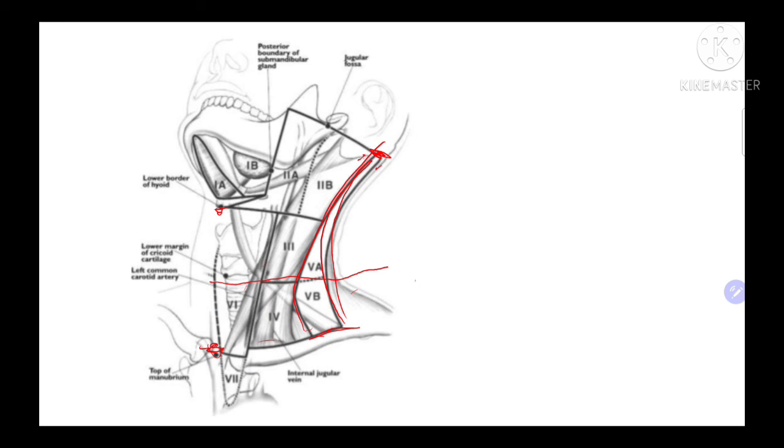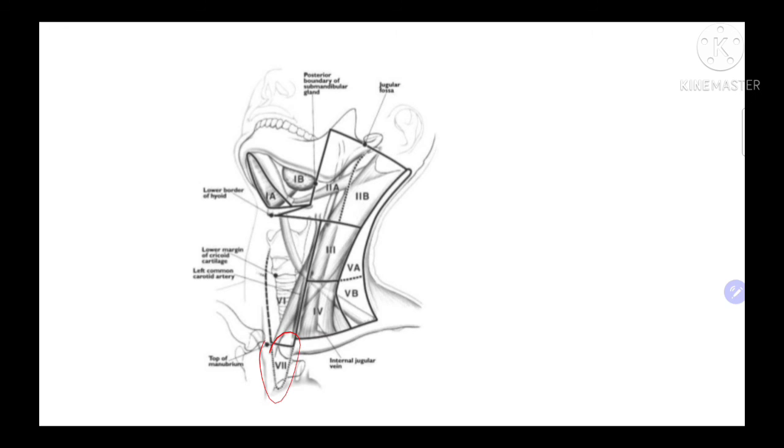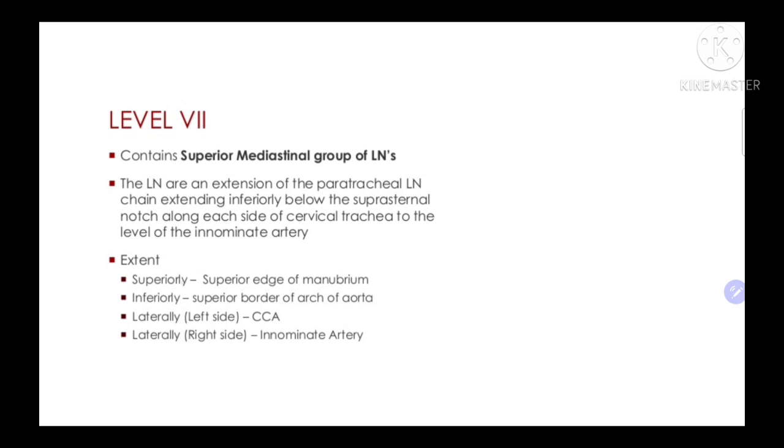And in the end, we're going to have the suprasternal notch, or level 7 here. You're going to see the limits here. Superiorly we have the superior edge of the manubrium of the sternum, inferiorly the superior border of the arch of the aorta. Laterally the common carotid artery, to the left and to the right, the innominate artery. These are the 7 levels of the lymph nodes of the neck. This is the latest classification we are using.